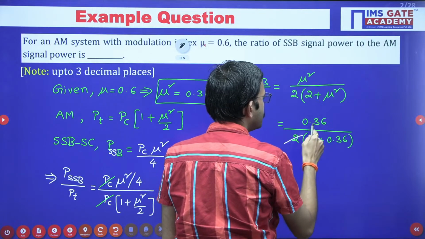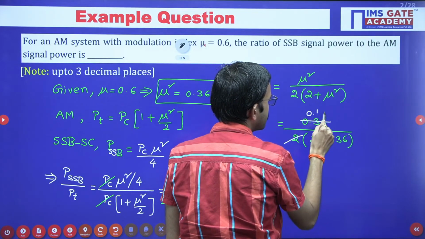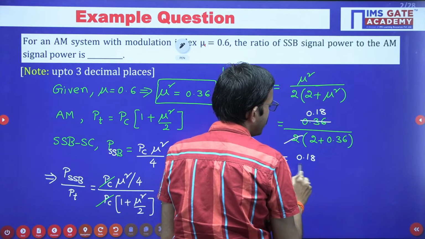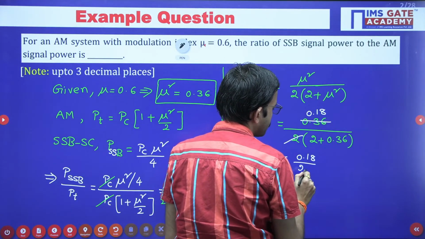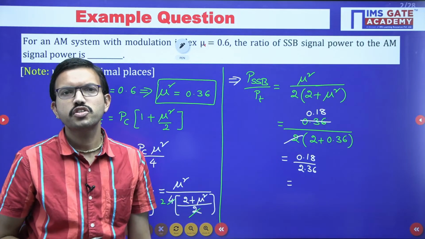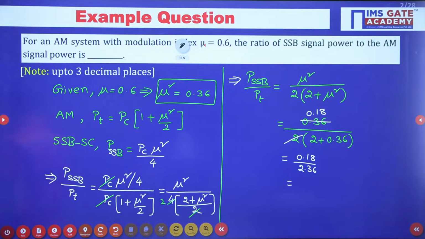So here, 2 into 0.36 gives 0.18 divided by 2.36. So just do the simplification and tell me what is the answer you are going to get.